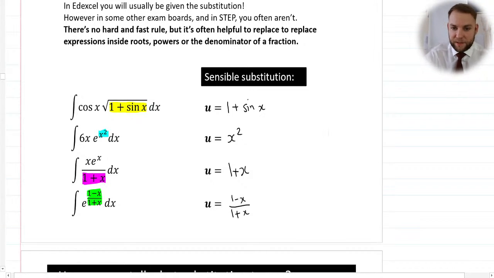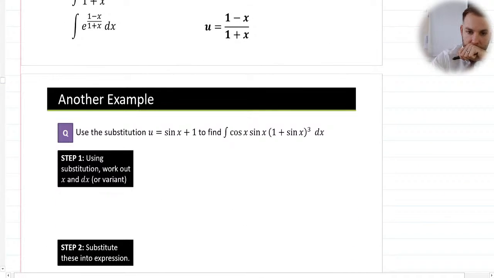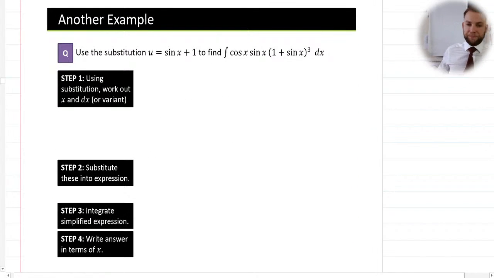let's have a look now at some of these questions. So here's a common question. Using the substitution, u is equal to sine of x plus 1, find the integral of cos x sine x times by 1 plus sine x cubed. So the first thing that we need to do with this is we need to think about all those things I said. We're going to replace everything in there, aren't we? Okay, so let's start off with u. Now you notice that the u is this part inside here. u is equal to sine of x plus 1.